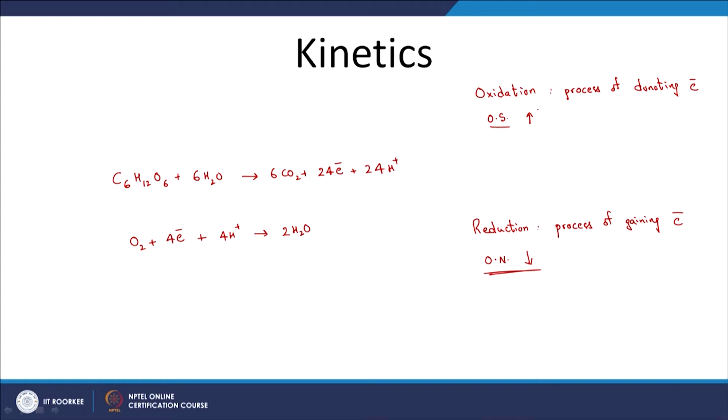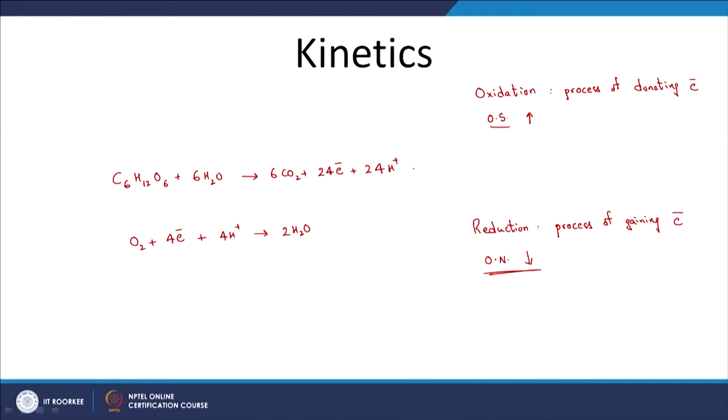So in reduction, the process of accepting or gaining the electron, because your particular atom is gaining the electron, the oxidation number is going to decrease. And with respect to oxidation, because you are donating the electron, or loss of electron, you are going to observe an increase in the oxidation state of your particular atom.